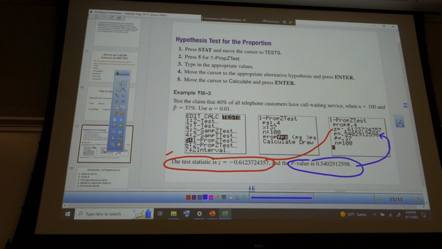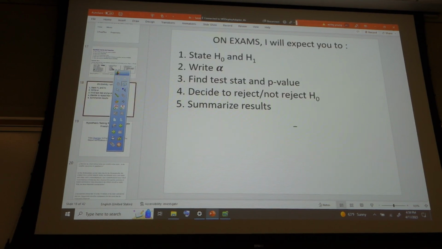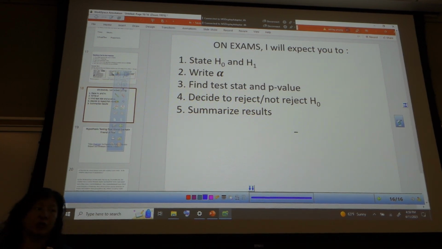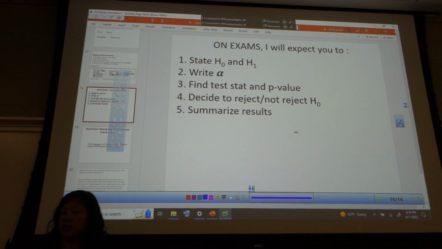Now on exams, I will absolutely expect you to give me these things. Same with H0 and H1. Write down your alpha, find your test stat and p-value using the calculator functions. Then step 4 is all about H0. You're going to reject H0 or fail to reject H0. And then step 5 is summarizing results for your claim, so that involves your claim. Those are all the pieces.